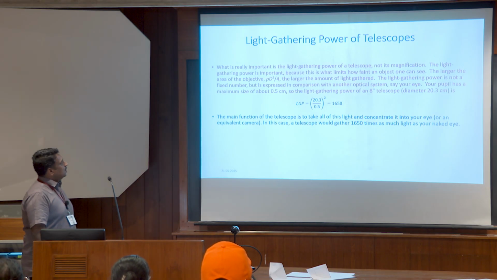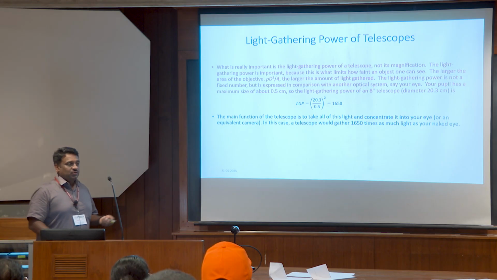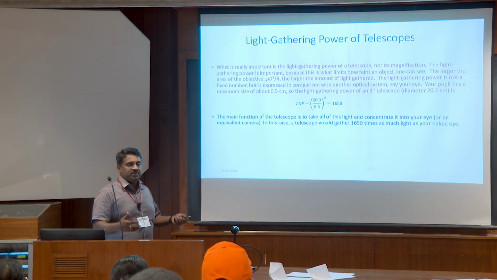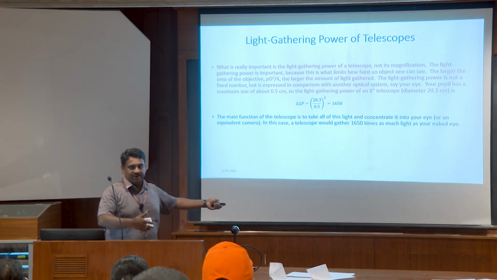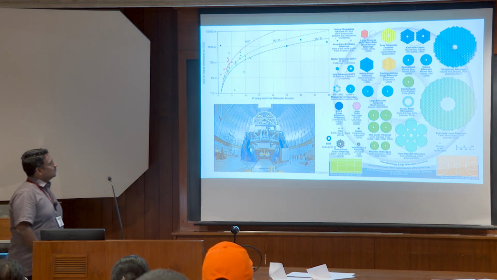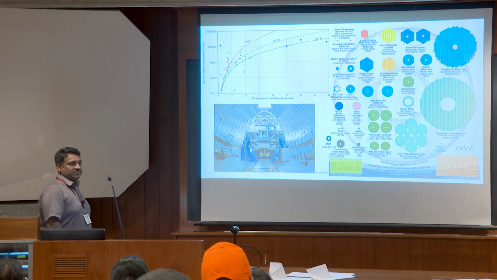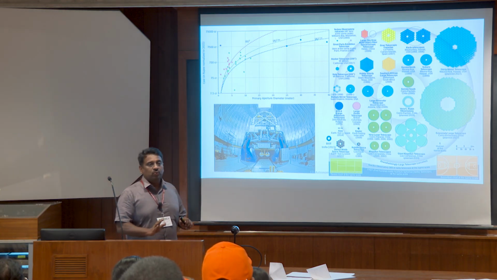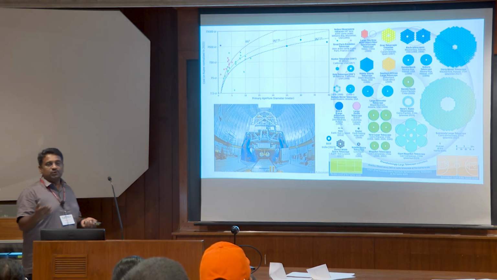So this is basically the light gathering power. How does the light gathering increase? You increase the surface area, right? That's all it is. So this basically gives you an idea about the telescopes that are there at present, and some of which are actually planning to be built.